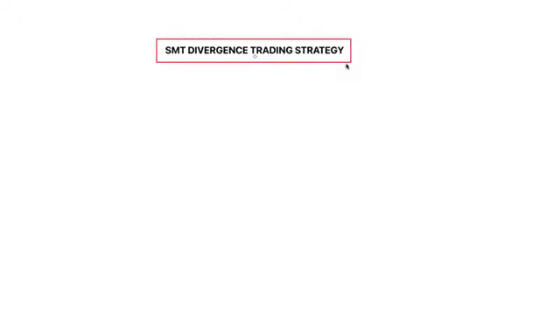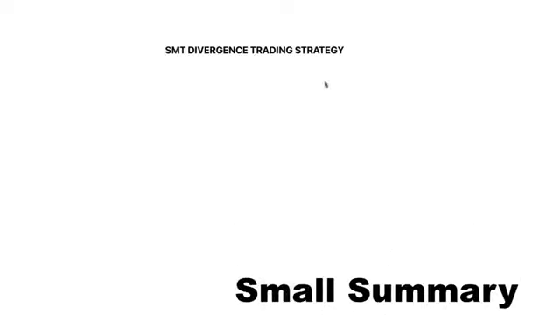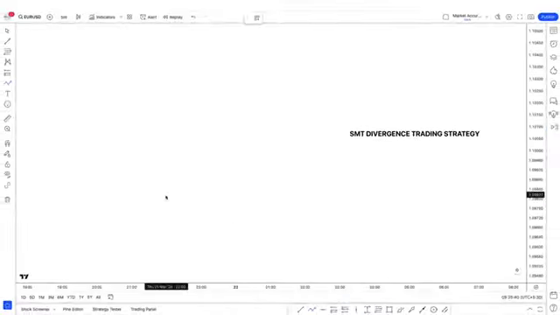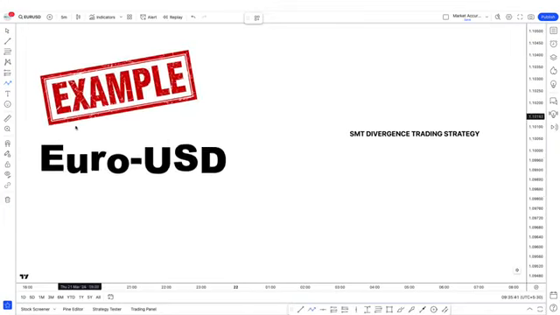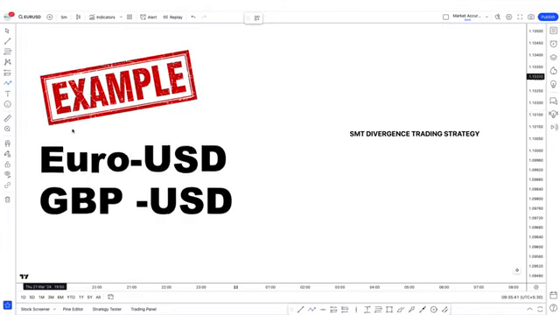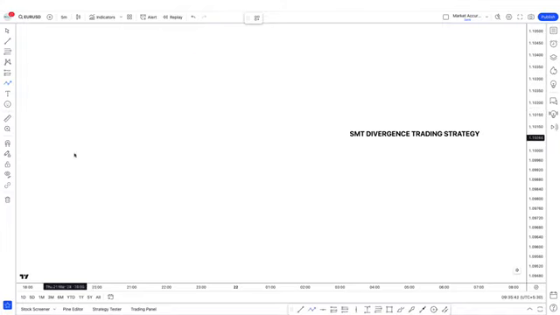You can watch that video, or I can give you a small summary. What is SMT divergence? You look at 2 or 3 correlating pairs. For example, EUR/USD, GBP/USD, EUR/USD and dollar index, or NAS 100 and S&P 500.